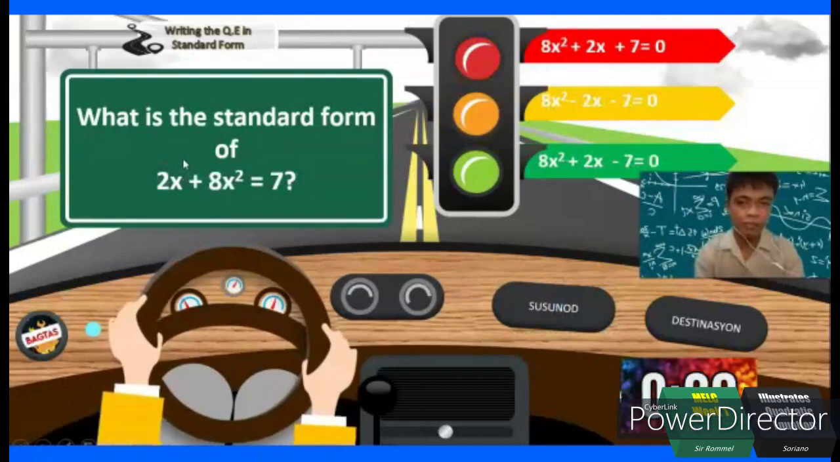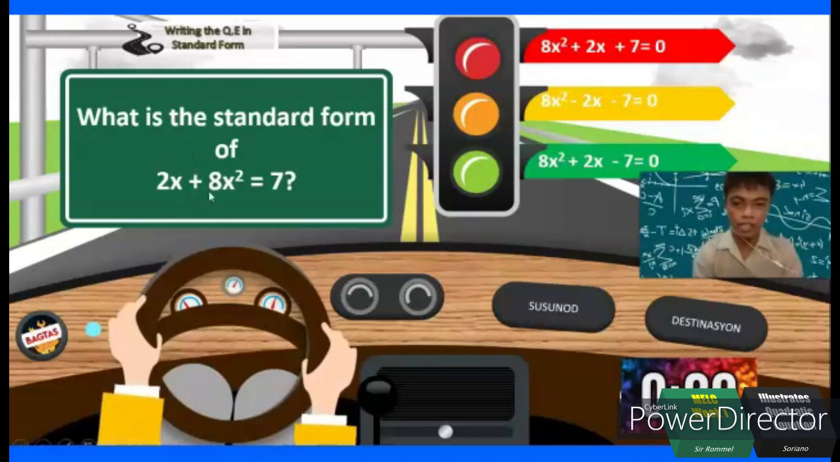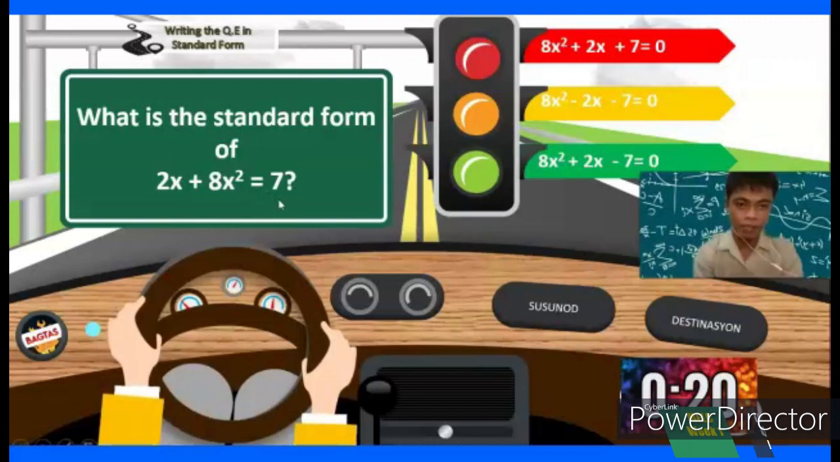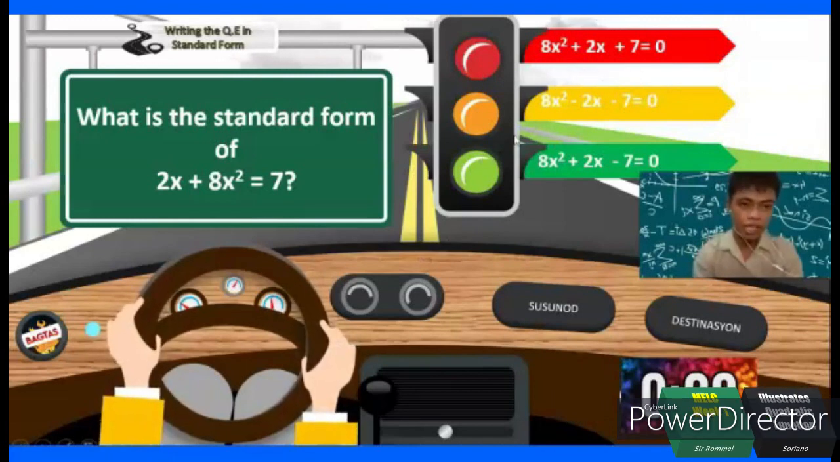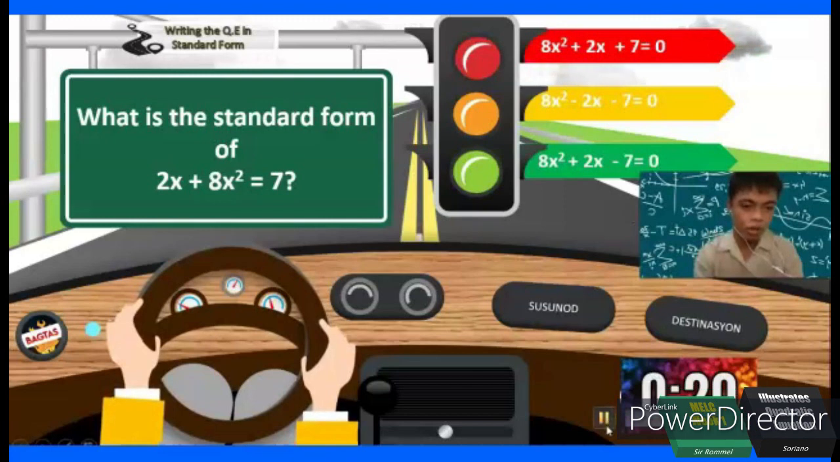Next question. What is the standard form of 2x plus 8x squared equals 7? Sa red ba? 8x squared plus 2x plus 7 equals 0? Sa yellow ba? 8x squared minus 2x minus 7 equals 0. Or sa green, 8x squared plus 2x minus 7 equals 0. Go!